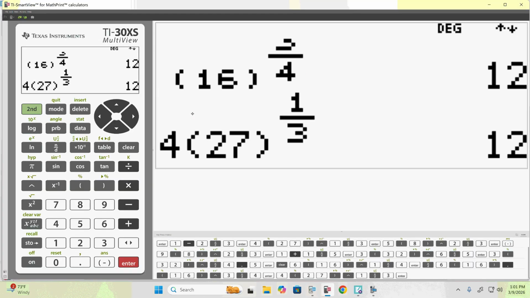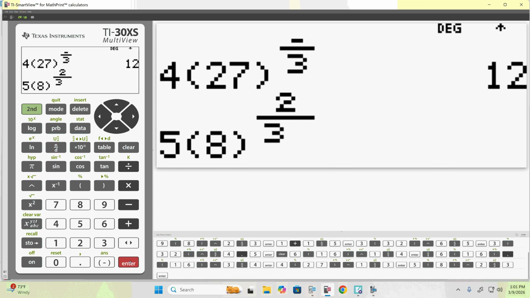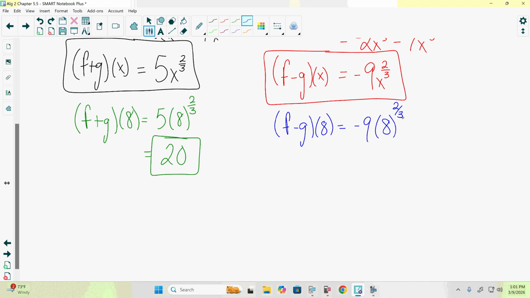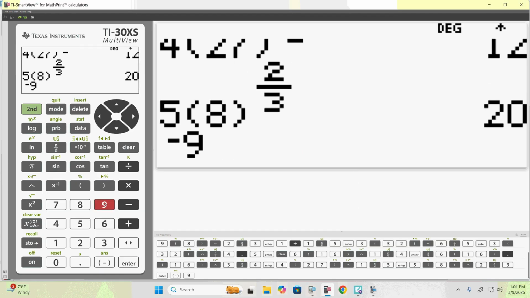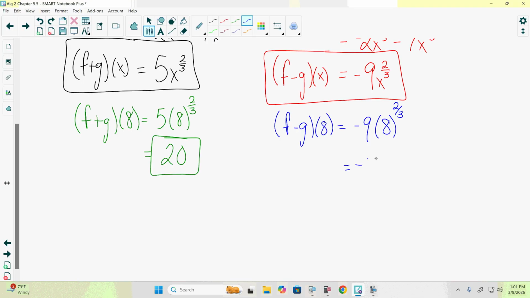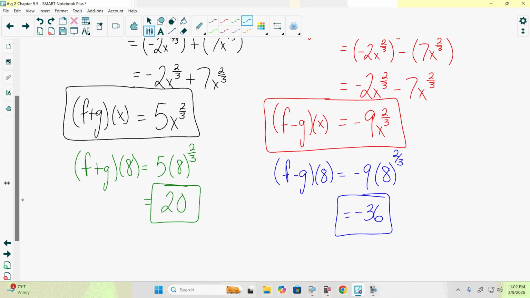But for the most part, we type it in exactly like we have it, and the calculator will tell us exactly that this is 20. We're going to do the exact same thing for our negative 9, parentheses 8 to the 2/3, which is negative 36. And that's it. Questions on this so far?